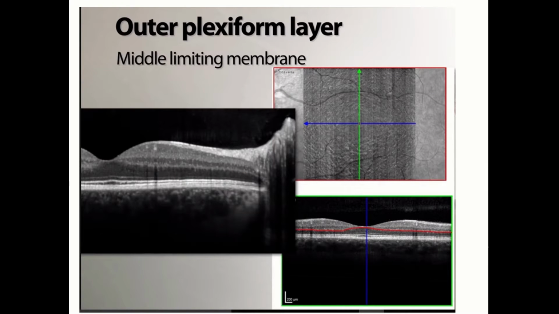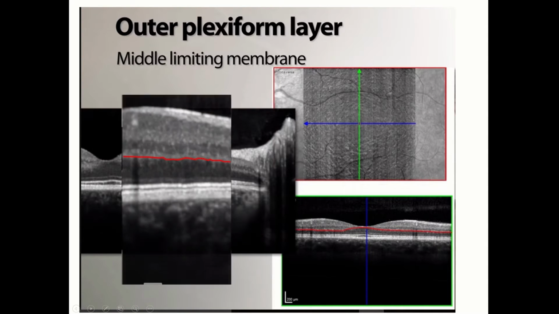Then you've got the outer plexiform layer, which is also called the middle limiting membrane. So if you see on the scan this horizontal hyperreflective band, this represents the outer plexiform layer. It is also called the middle limiting membrane because all the fluid and all the hard exudates collect around this area, which is the middle limiting membrane.